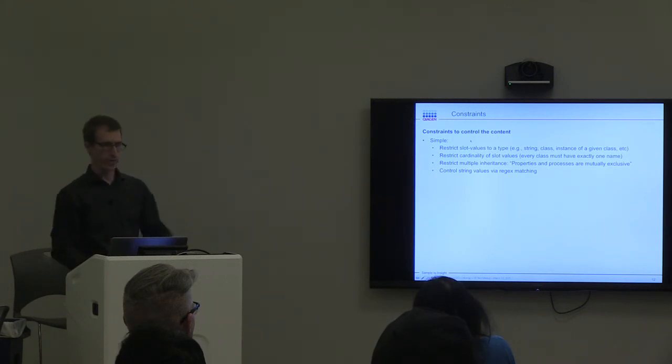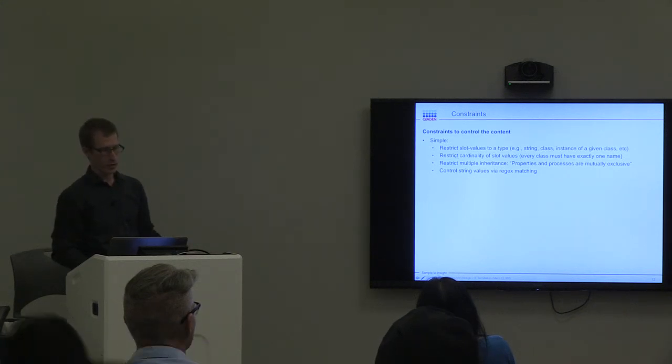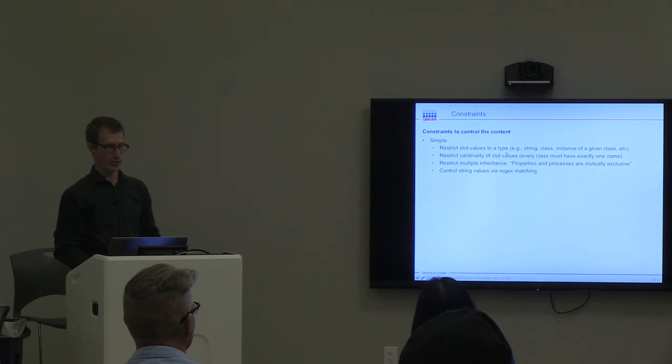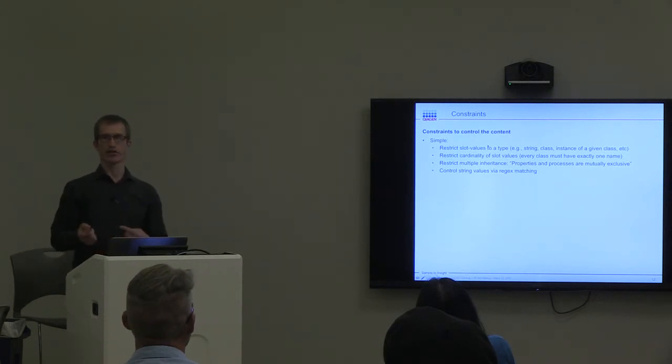Some of them are built in, and some of them are what we call roll your own. For some of the simple kinds of tests, regardless of where they came from, we can restrict slot values to be of a particular type. Values of this relationship, or the destination for this relationship, might need to be a string or a class or an instance of some particular class. We can do the same thing for what we call the slot domain, where a slot can be attached, where it can come from.